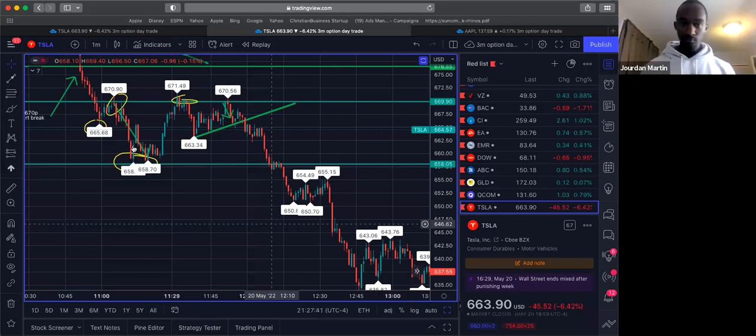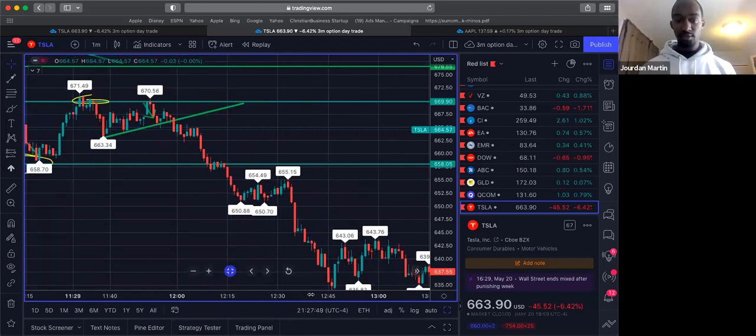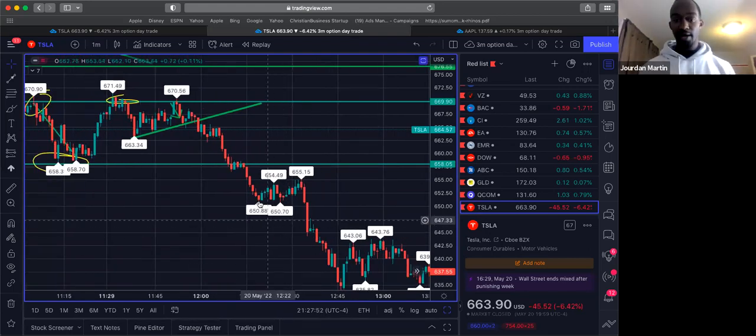So break of the low, close below the low, we can go puts again. And what are we looking for? Same sort of deal. Lower lows, lower highs. So this technically is a higher high, and you can get out.